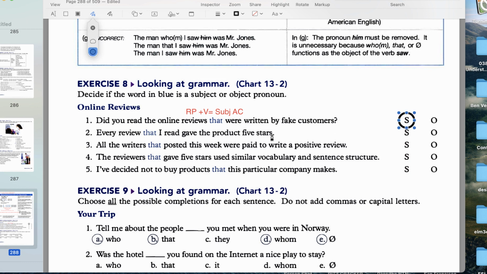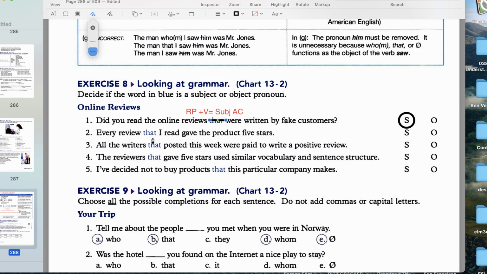So we know that this is the subject. Easiest way. And I can't get rid of that because it's the subject. If I try to get rid of this, it would sound like this: "Did you read the online reviews? Were written by fake customers." It's kind of confusing what they were talking about. So every adjective clause needs a subject, and the subject for this is "that." It's taking the place of online reviews. All right, let's try the next one.